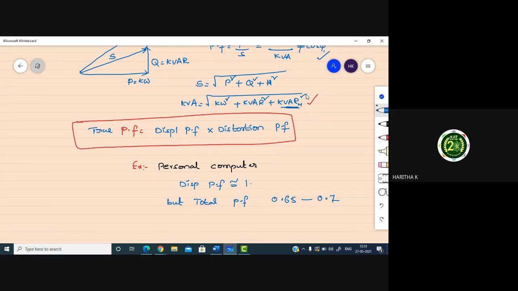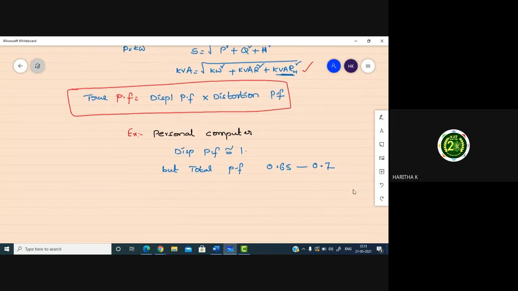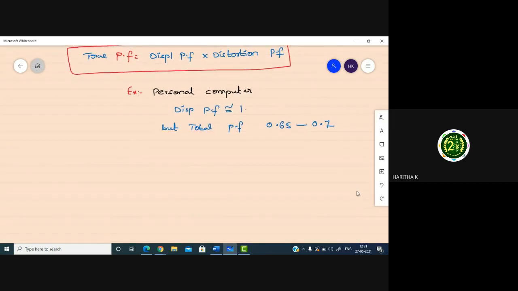But in case of linear loads, directly you can connect a capacitor bank or any power factor improvement method like synchronous condenser or phase advancer. You can connect it, then the power factor gets improved. But for non-linear loads, we have to reduce the harmonics. So there are two methods, or there is a process for improving the power factor for these non-linear loads.